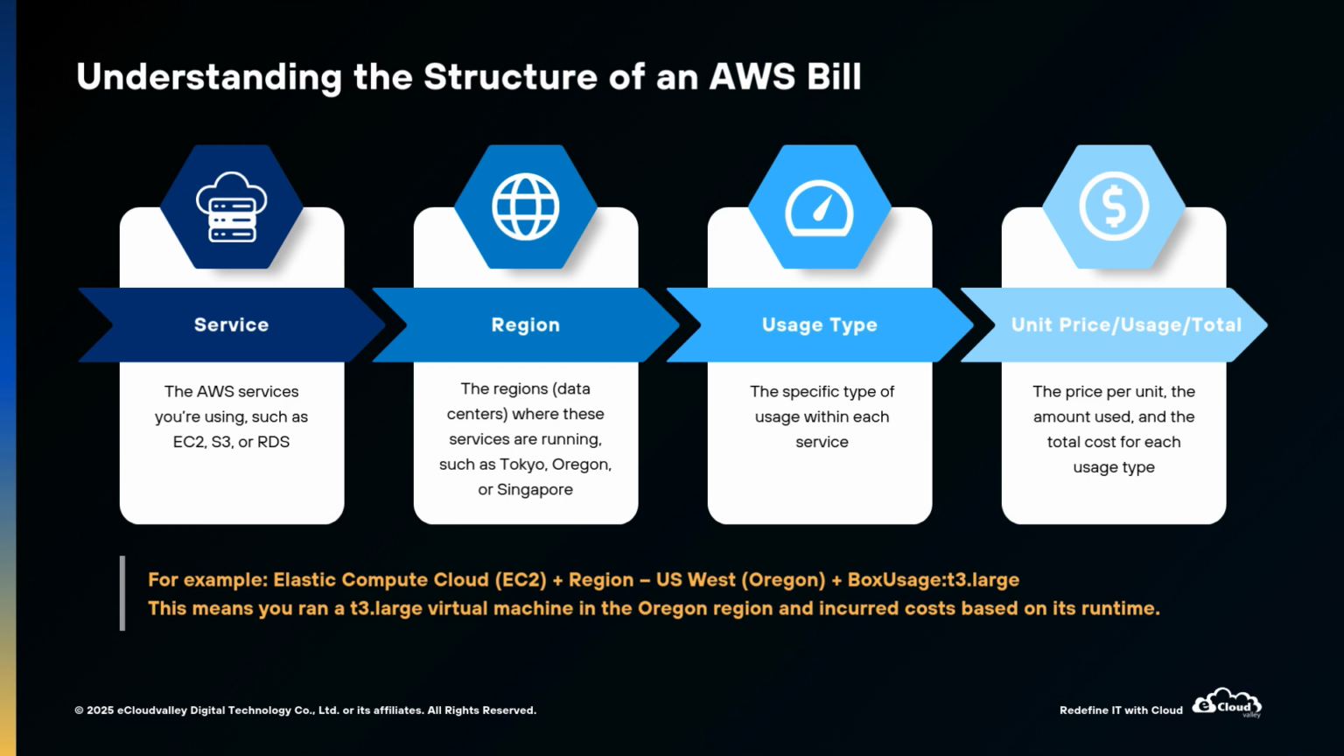For example, Elastic Compute Cloud, EC2, plus region, US West, Oregon, box usage T3.large. This means you ran a T3.large virtual machine in the Oregon region and incurred costs based on its runtime. Once you understand this logic, the bill is no longer just a wall of codes. It becomes a clear and useful record that helps you understand your usage and spending.